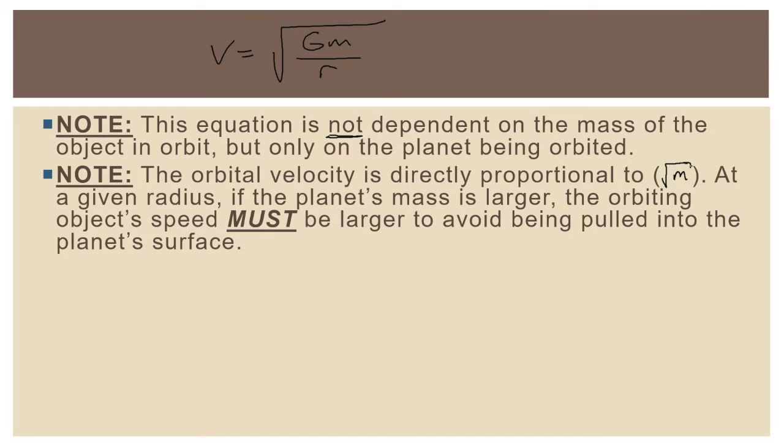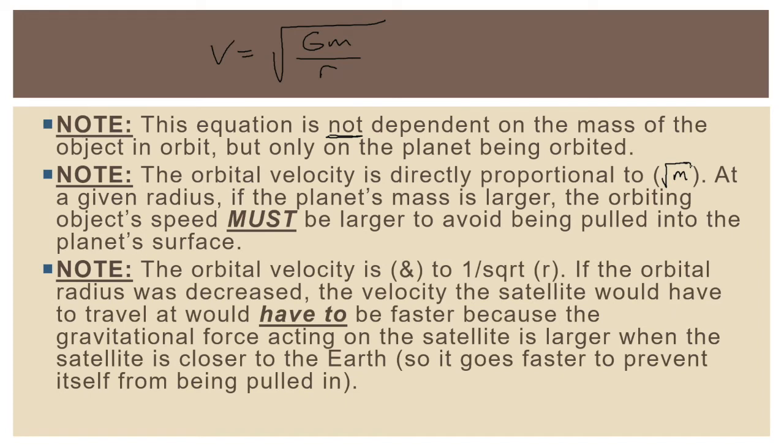And the last thing that we'll say here is that the orbital velocity is directly proportional to 1 over the square root of r. And what that means is that if the orbital radius was decreased, meaning the thing is closer now, the velocity the satellite would have to travel would have to be faster, because the gravitational force acting on the satellite is going to be larger when it's closer to the Earth.